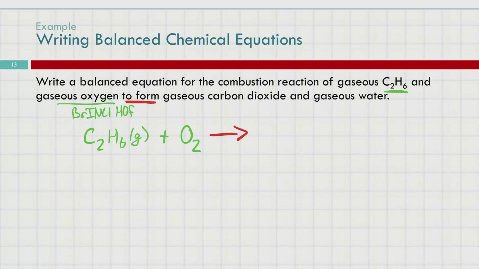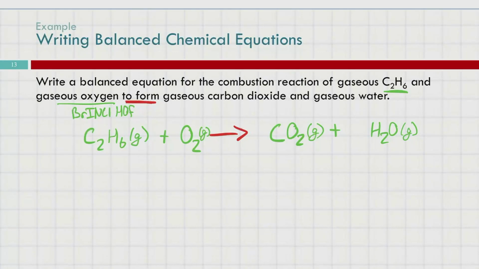So we've got 2 oxygens. How many carbons do we have? 1. We omit the mono if it's the first thing. So carbon dioxide is CO2. This is also a gas. And gaseous water, which is H2O. So that's our skeleton equation, or our skeletal equation. Now we need to balance.